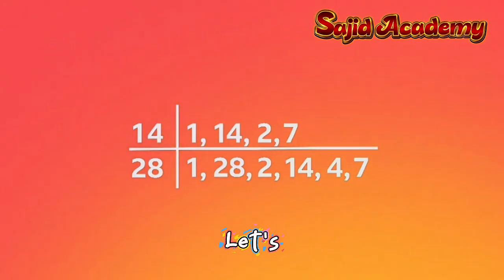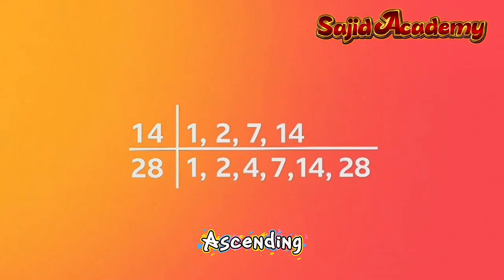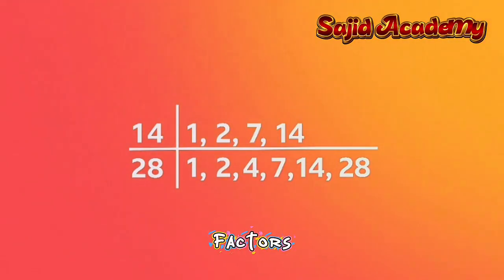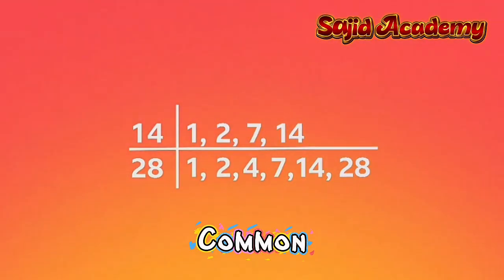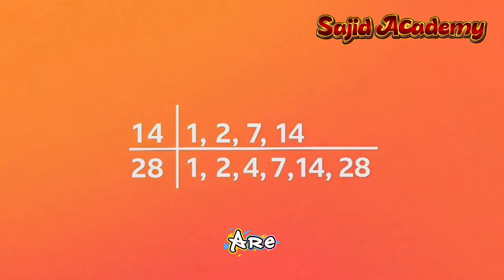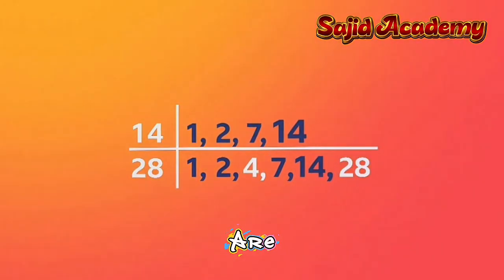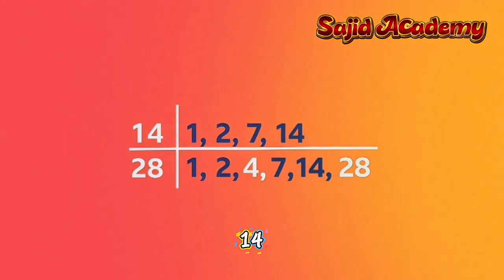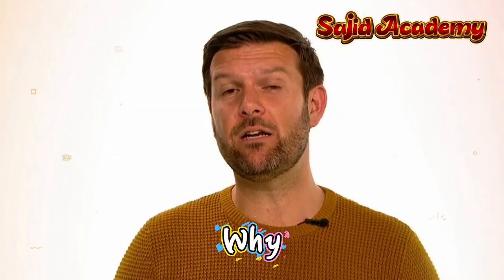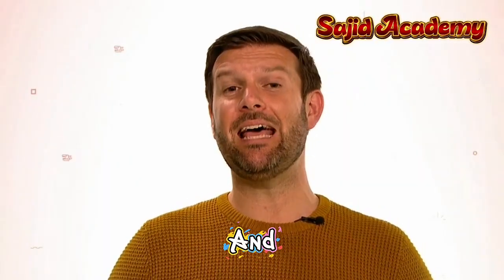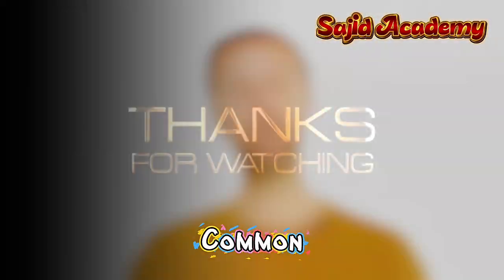Now, let's put them next to each other in ascending order so we can see which factors they have in common. There they are. 1, 2, 7 and 14 are the common factors of 14 and 28. For extra practice, why not write down numbers on different pieces of paper, fold them up, and then pick 2 to find their common factors.